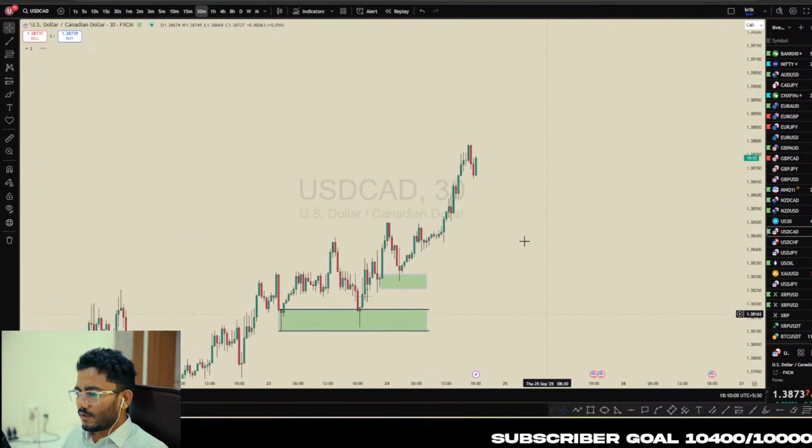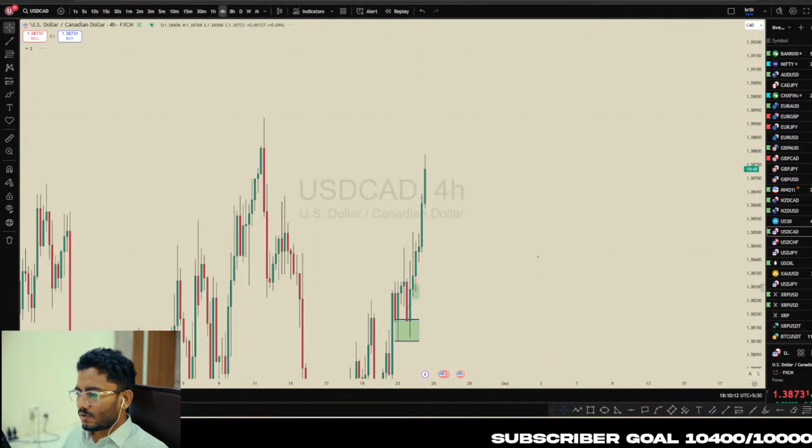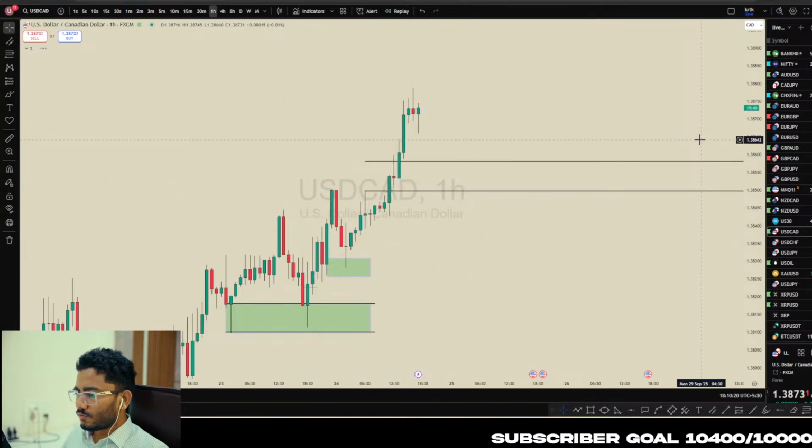On USDJPY, we can look for another re-entry. So let's try to mark the structure. Here we have this imbalance, price is moving to the upside. So let's try to look for an entry.